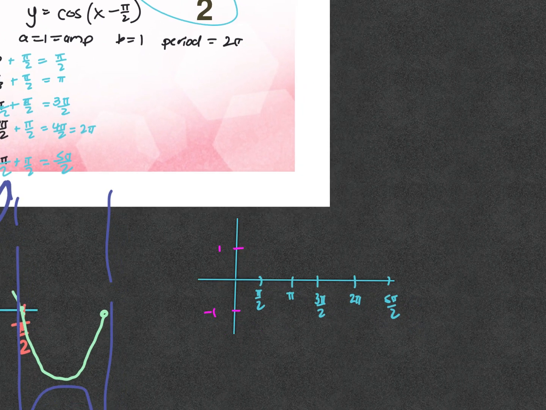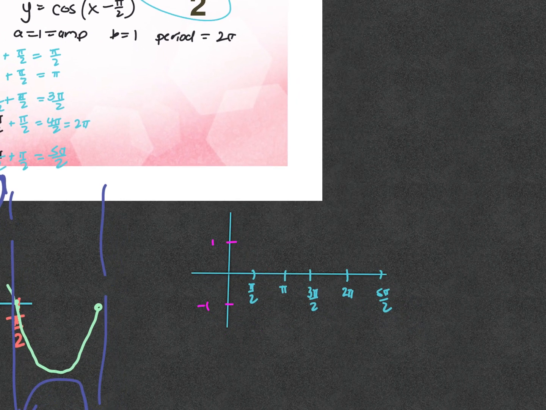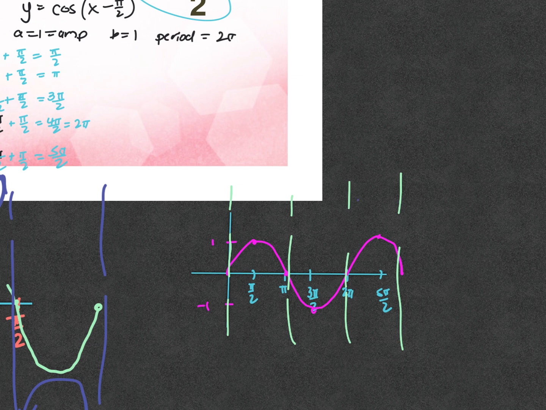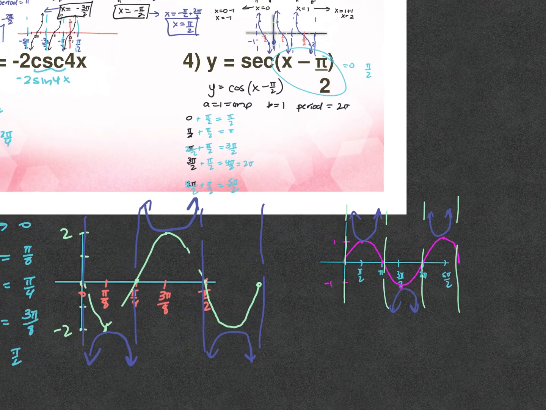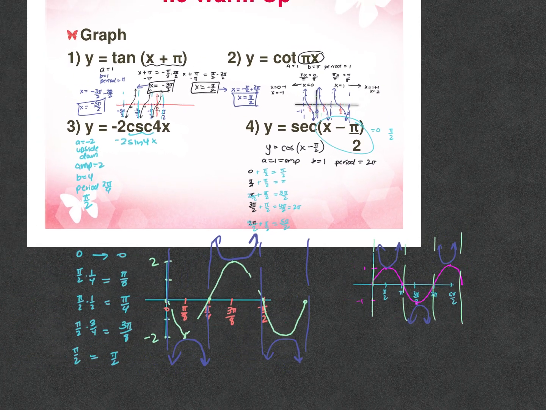Okay, this time it's cosine. So we start at the amplitude. Down, down, up, up. That would be cosine. You're going to drop both sides so you can get your asymptotes. And then your parabolas. And there's the 4 different curves.